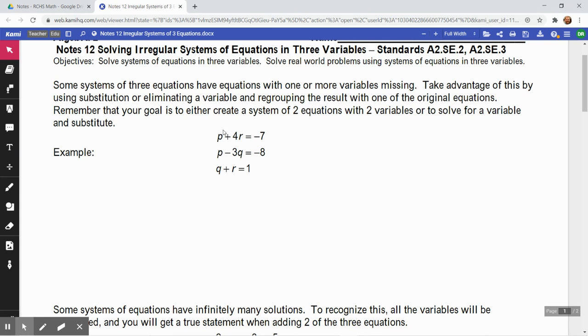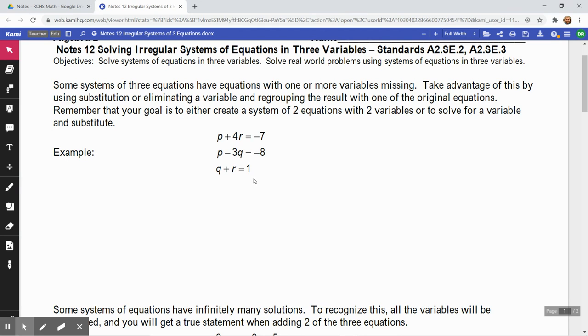In this case, we have an equation that uses the letters P and R, but we notice the second equation uses a different combination. It uses the letters P and Q. So we see that there are three different letters in play. The last equation has a Q and an R. And so our overall goal from last lesson was, let's get two equations that have the same two variables. Then we can apply methods that we've already used in the past.